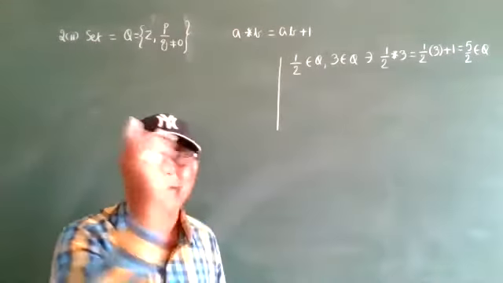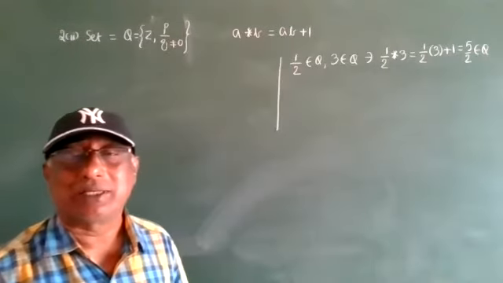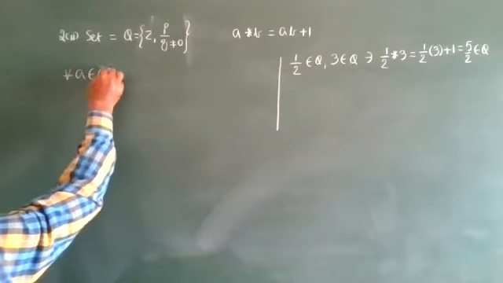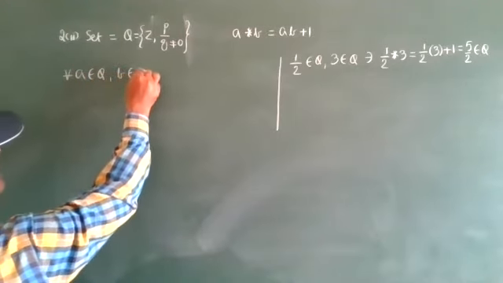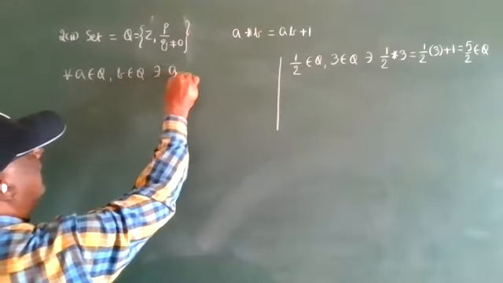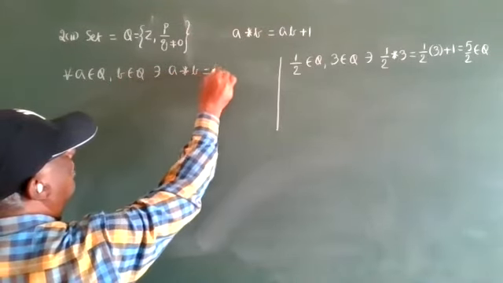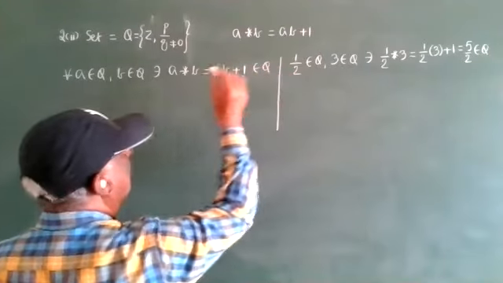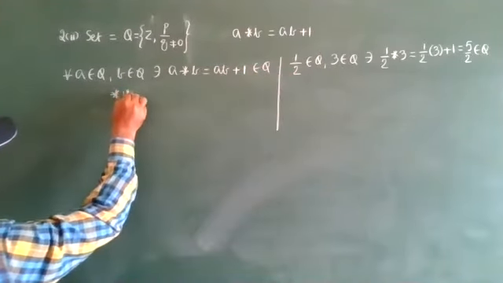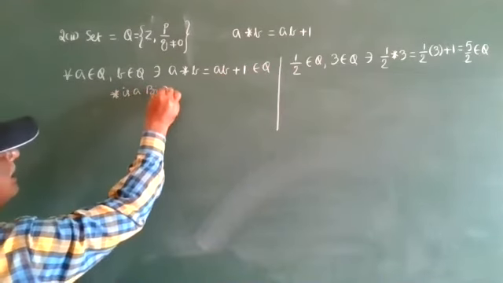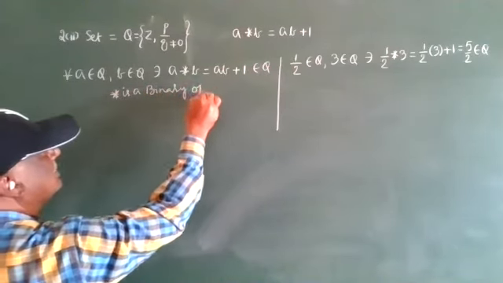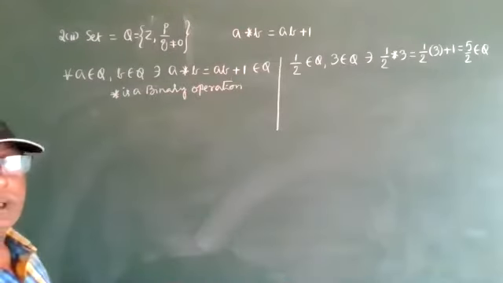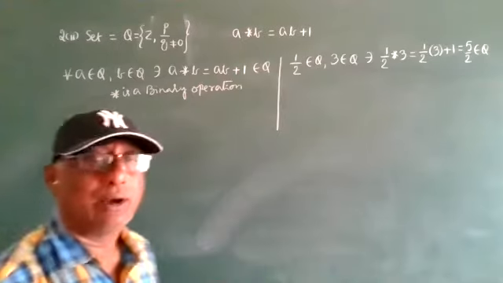Product of the two numbers added with 1 is also rational. Therefore, the example is clear. Therefore, write down: for all A belongs to rational numbers, B belongs to rational numbers, such that A star B is equal to the product of the two plus 1, also belonging to the rational numbers. Star is a binary operation. Okay, now?